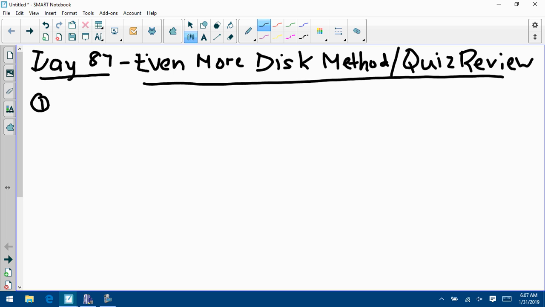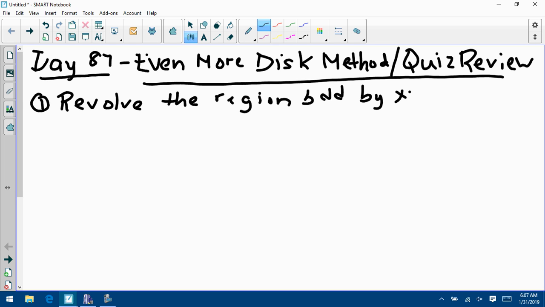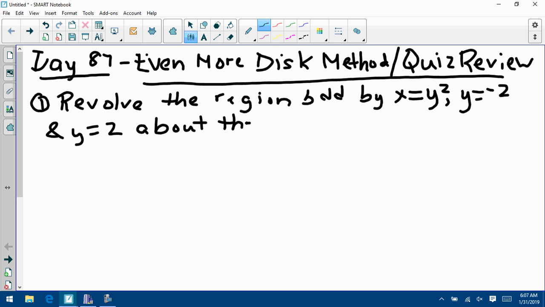Number one is revolve the region bounded by x equals y squared, y equals -2, and y equals 2, about the y-axis. Find the volume.